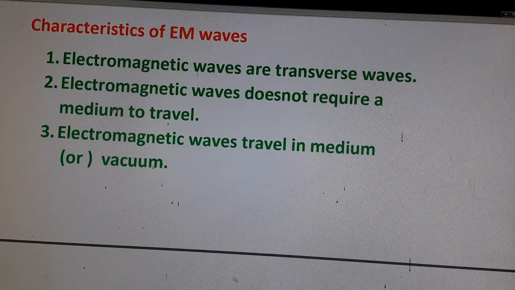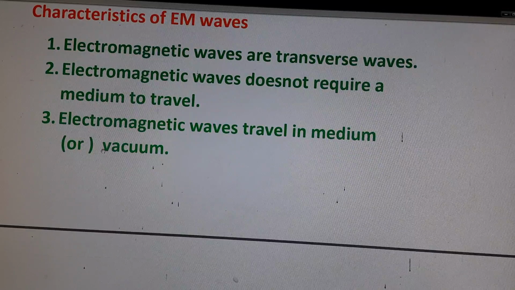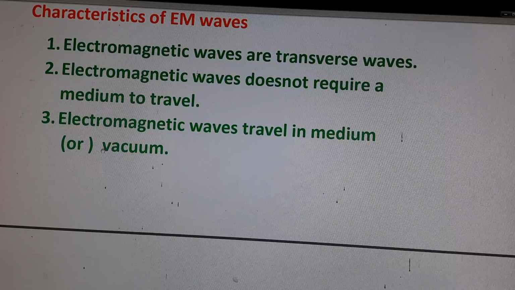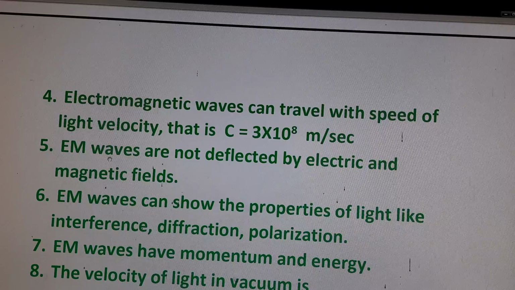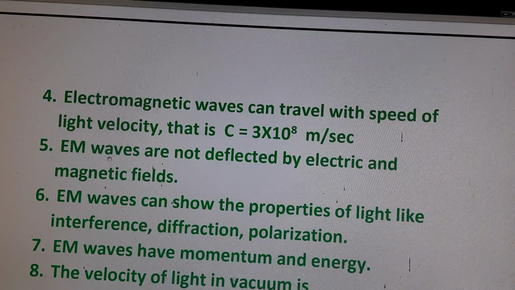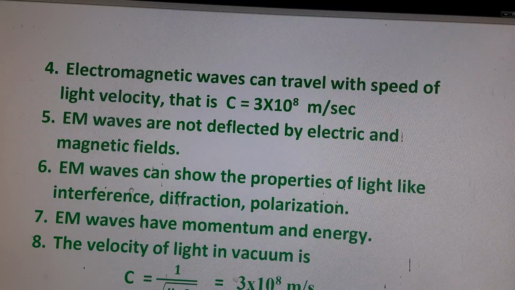The second one: electromagnetic waves do not require any medium to travel. They can travel without a medium. The third one: electromagnetic waves can travel in a medium or in vacuum, at the speed of light. All the electromagnetic waves, the seven rays of the electromagnetic spectrum, travel with the speed of light. The light velocity is c equal to 3 into 10 power 8 meter per second.